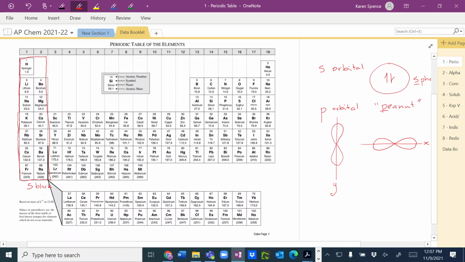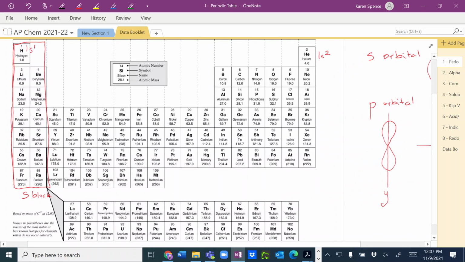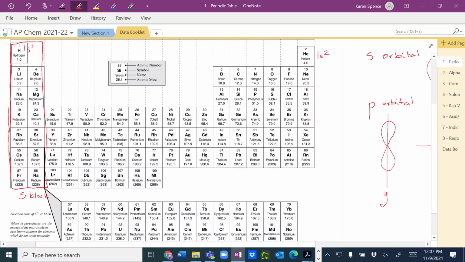Remember, the s orbital can hold 2 electrons. So this is going to be 1s containing 1 electron. Helium will be 1s containing 2 electrons. So far, so good? And then we'll have the 2s orbital containing 1 electron and the 2s orbital containing 2 electrons. Once we have filled up the 2s orbital, what do we start filling up?